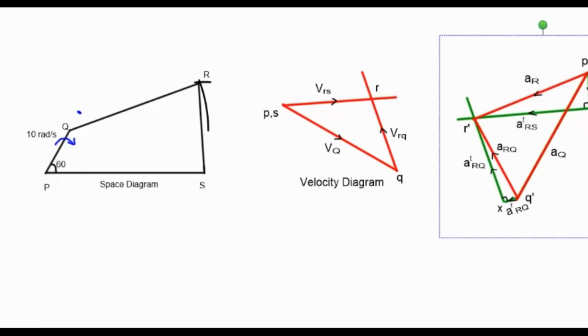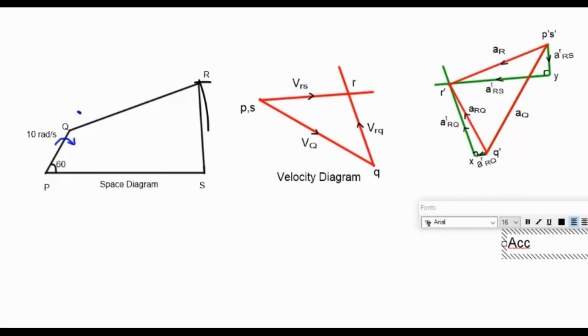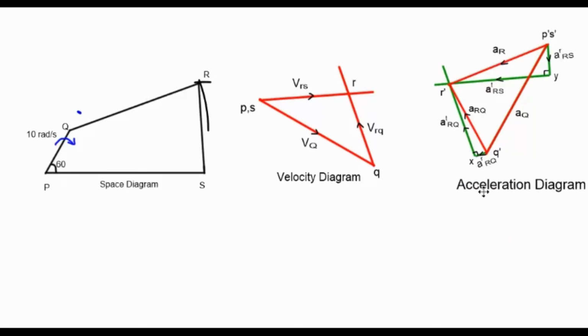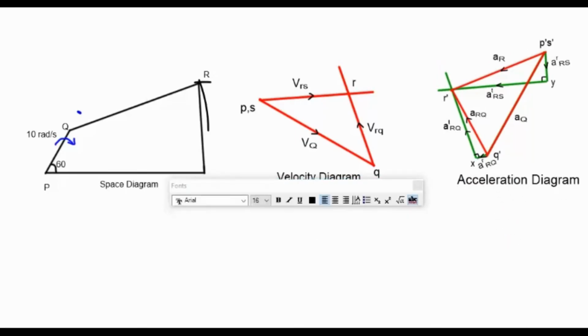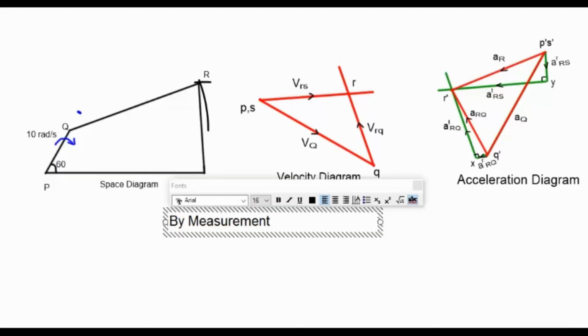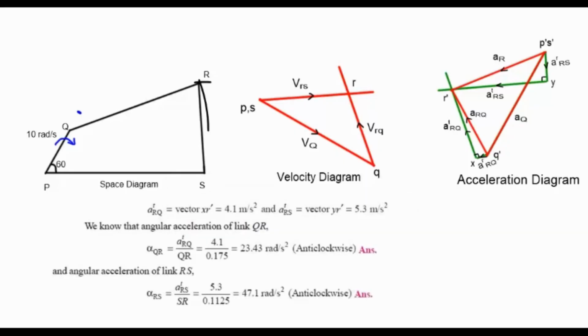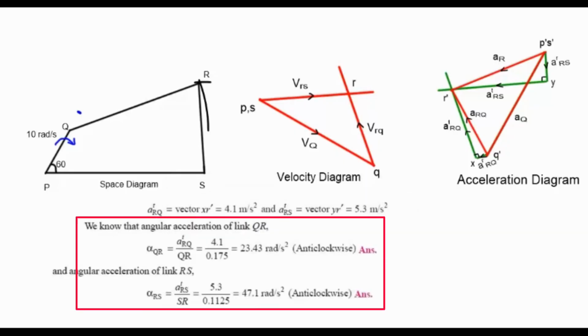But in the given data, they have asked not only the total acceleration but also the angular acceleration. As we know, the formula for angular acceleration is alpha equal to the tangential acceleration component divided by the length of that link. So for example, to find alpha QR, it is AT QR divided by QR. How can I find AT QR, which is highlighted in the diagram? Just measure it and divide by the length of the link, and we get the required answer.